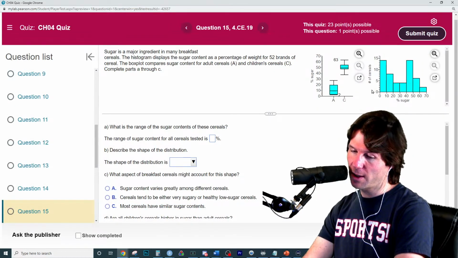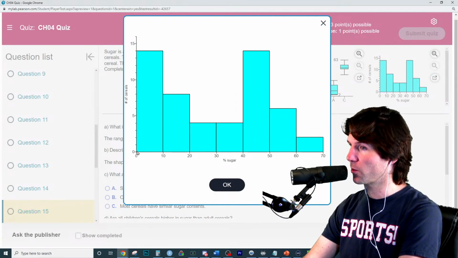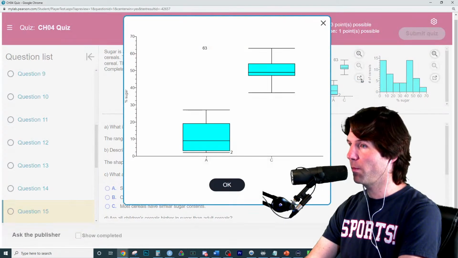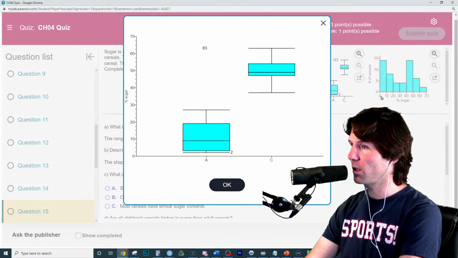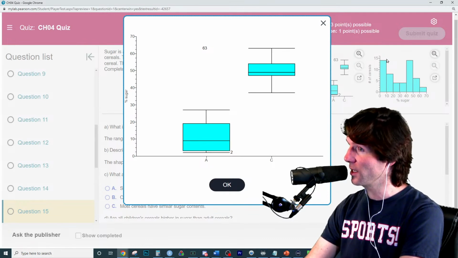For the range of the sugar contents, you would not want to put 0 to 70, because just because 0 is right here, that is not the lowest value. The lowest value is easier to see in the box plot because right here it says that it is 2. That would be in the bin from 0 to 10. So that's showing you that there is a value down here, and this is 25% of the data. That's a lot of data there. Hence why there's that huge peak like the last question we saw.